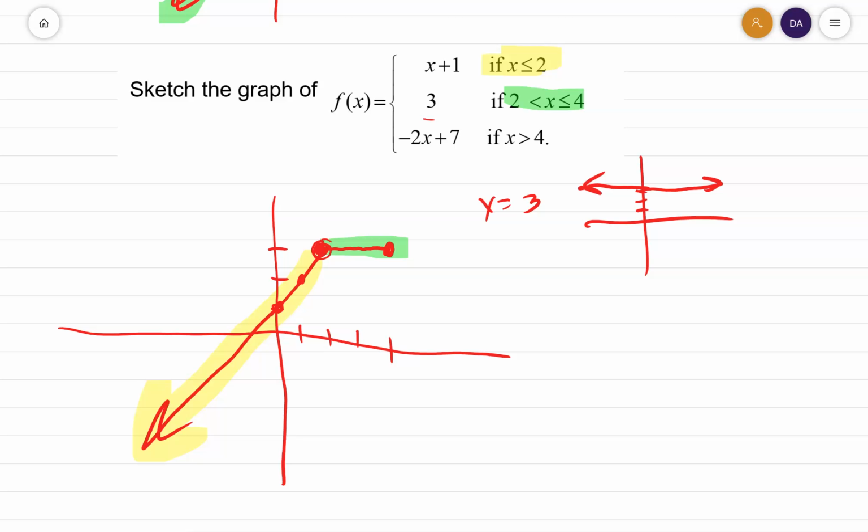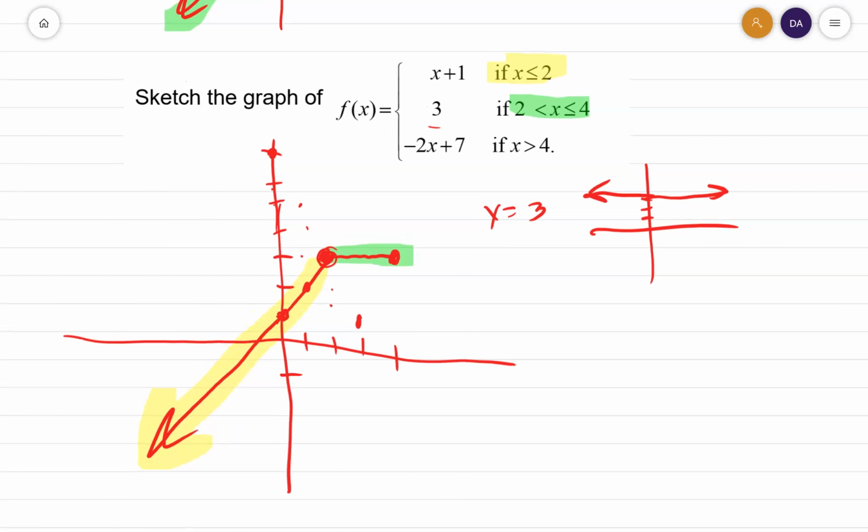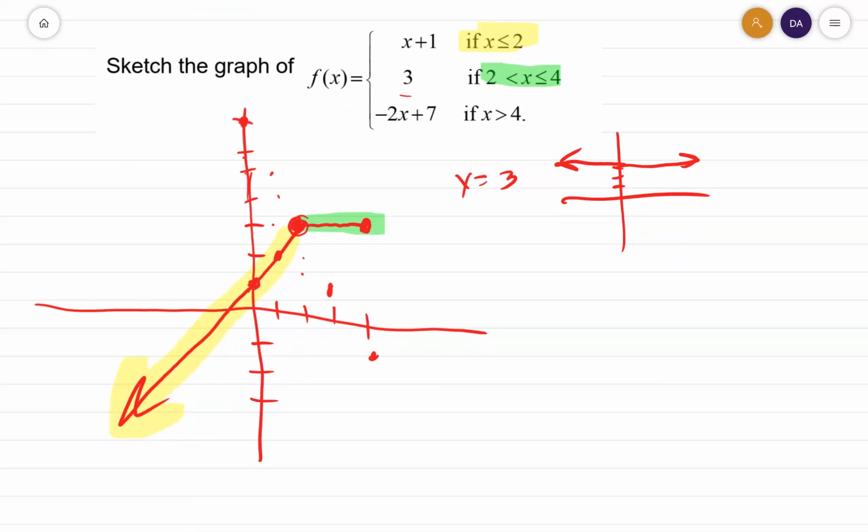I can go 1, 2, 3, 4, 5, 6, 7. Go down 2 over 1, down 2 over 1, down 2 over 1, down 2 over 1. I keep doing this until I finally get to down 2 over. These are all points along this line, right? But we only keep greater than 4. So 1, 2, 3, 4. That graph starts here and goes greater than.